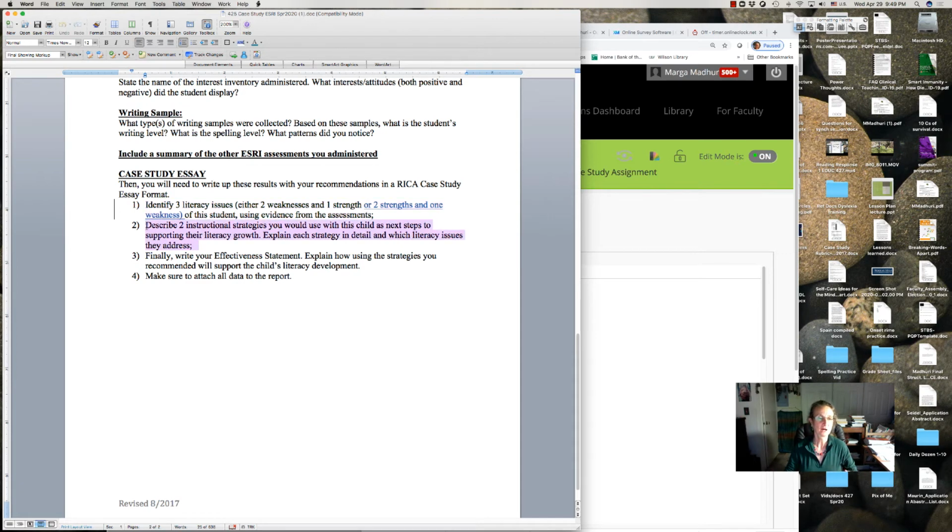Then you're going to identify 2 instructional strategies you would use to support this child with this issue and explain how that works. Do not assume the reader knows, even though you know I'm reading this. For RICA, you don't know who's reading it, so make sure you explain how each strategy works. And then finally, how will these strategies be effective in leading this child to literacy development?